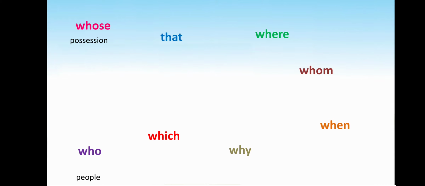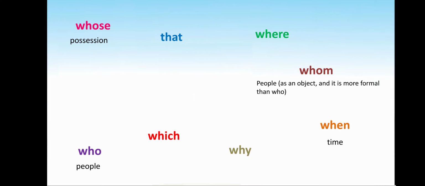Use whose for possession, who for people, whom for people as an object, and it is more formal than who. When for time, which for things, why for reason, that for things and people, and where for place or location.